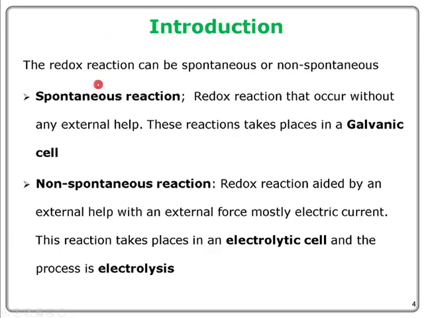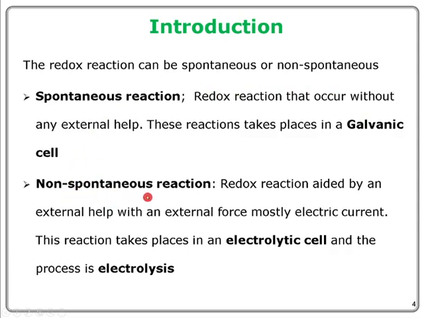Let's look at some terminologies. Like I always advise, for you to understand the language, you should understand the terms that I use. Let's start with what it means when you say spontaneous reaction. A spontaneous reaction is a redox reaction that occurs without any external help. It just occurs on its own. For example, if someone is a spontaneous person, he can easily do things without anyone forcing him. These reactions take place in what we refer to as a galvanic cell. We will look at what a galvanic cell is as we proceed.